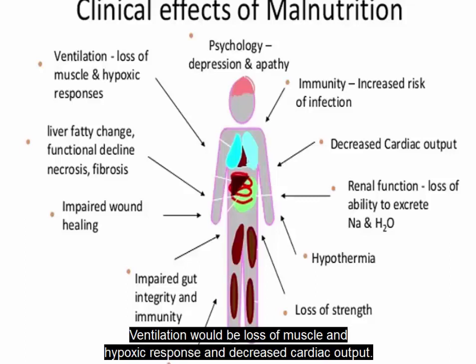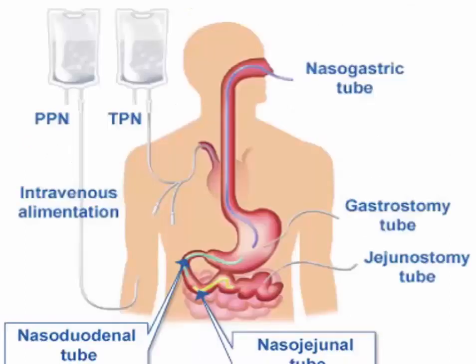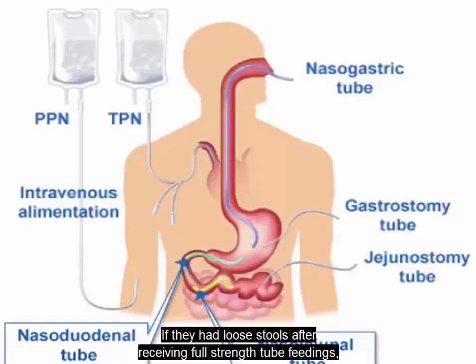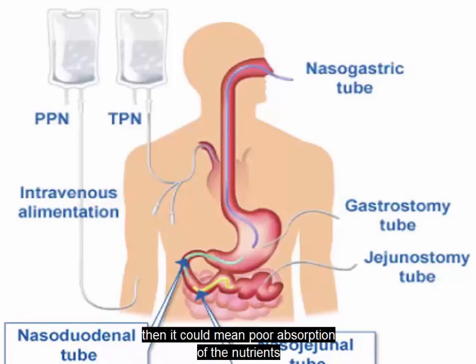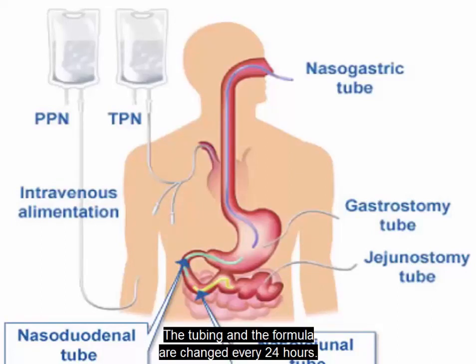Ventilation would be loss of muscle and hypoxic response and decreased cardiac output. Looking at tube feeding for a patient: if they had loose stools after receiving full-strength tube feedings, then it could mean poor absorption of the nutrients, and the tube feeding would need to be slowed down. The tubing and the formula are changed every 24 hours.